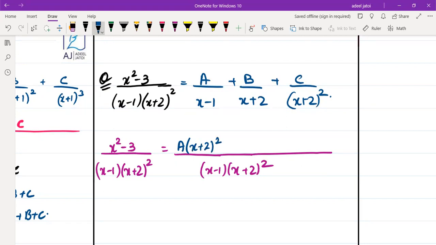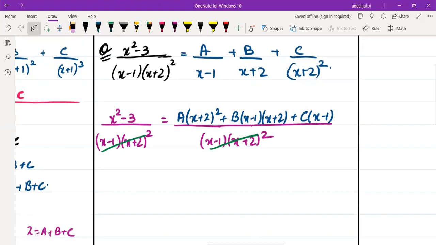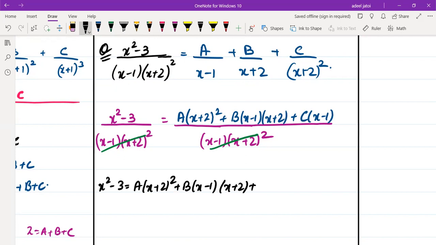x plus 2 whole square. Remember that with b, you have x minus 1, x plus 2 whole square. Can we say that x plus 2 can be cancelled out, which means this can be written as x minus 1 and x plus 2. Similarly, for c, what we can have is x minus 1. We are going to cancel out these two denominators. So what do we have? We are left with x square minus 3 is equal to a(x plus 2) whole square plus b(x minus 1)(x plus 2) plus c(x minus 1).